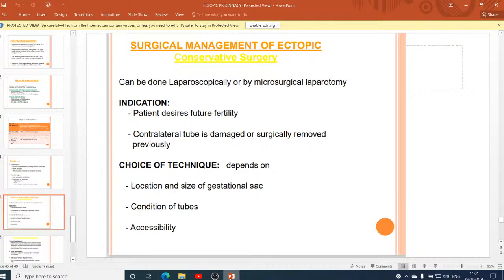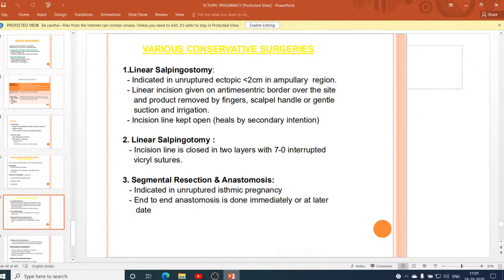Choice of technique depends on localization and size of gestational sac, condition of tubes and accessibility. Various conservative surgery. Linear salpingostomy indicated in unruptured ectopic less than 2 cm size in ampullary region. Linear incision given on anti-mesenteric border over the site and product removed by finger, scalpel handle or gentle suction and irrigation. Incision line kept open. Heals by secondary intention, that is salpingostomy.